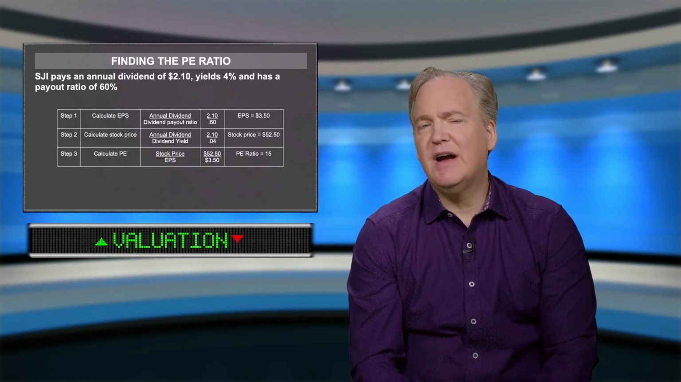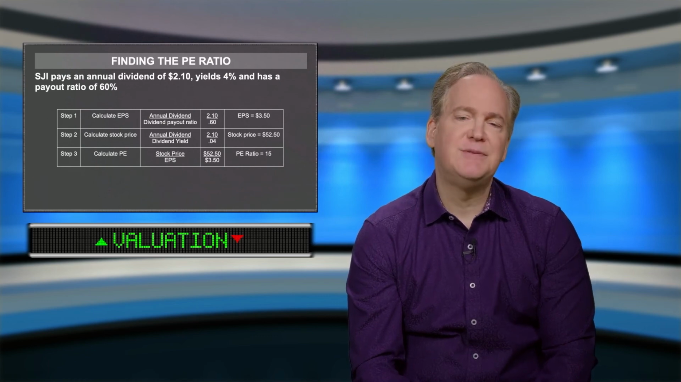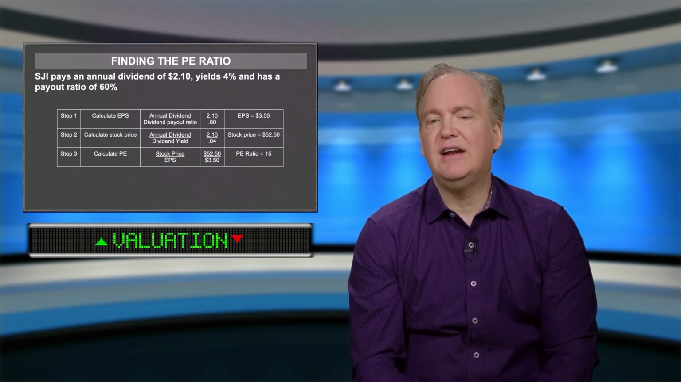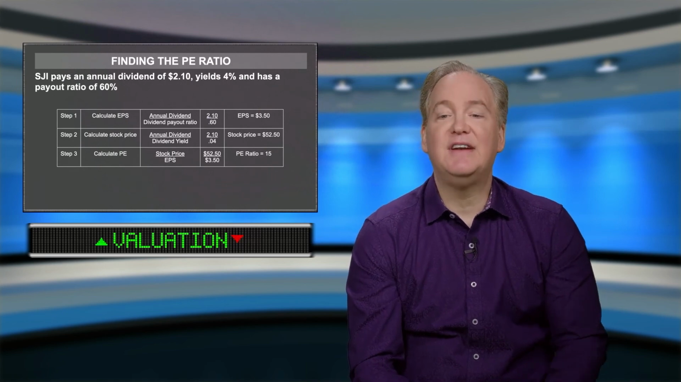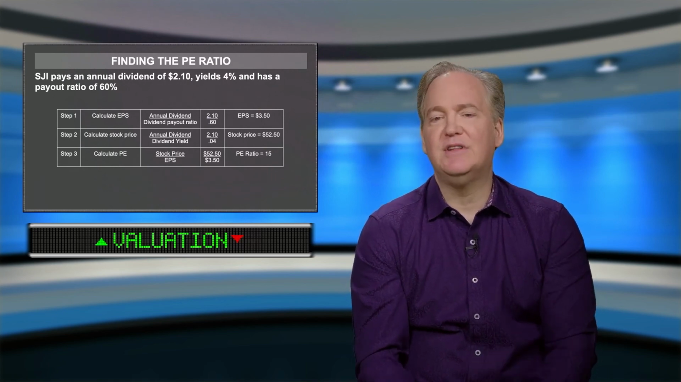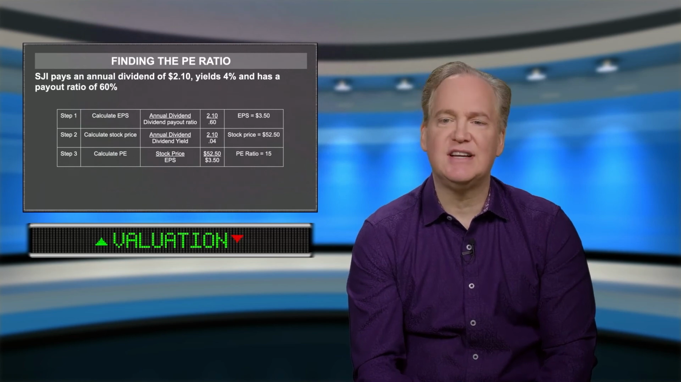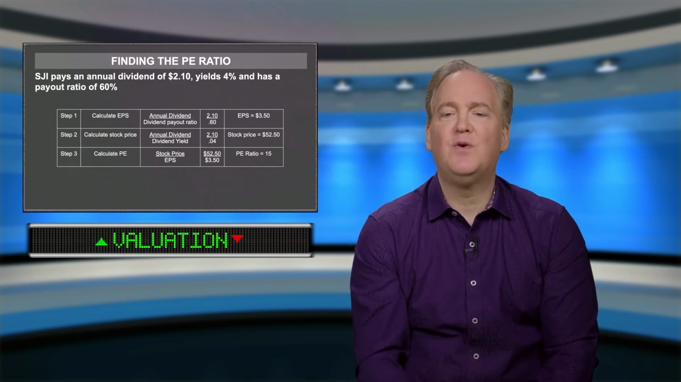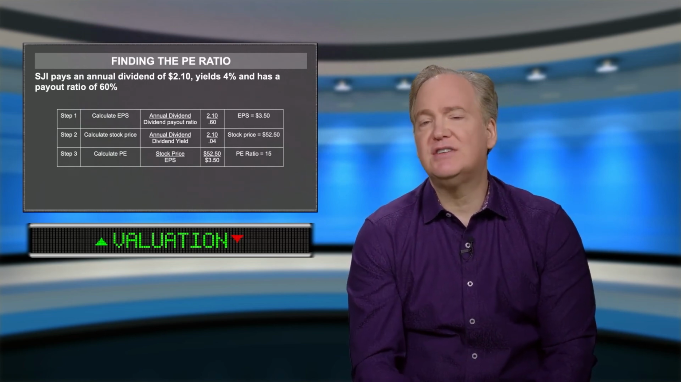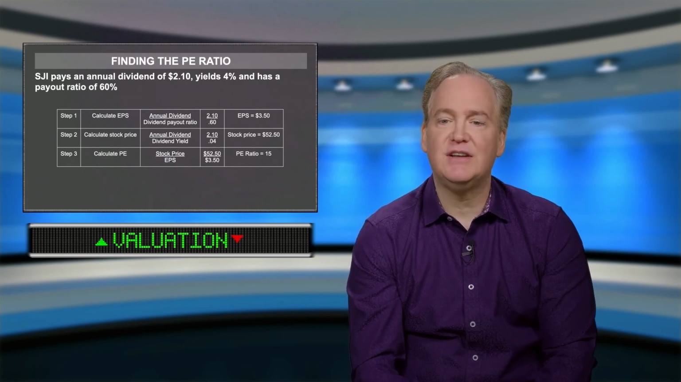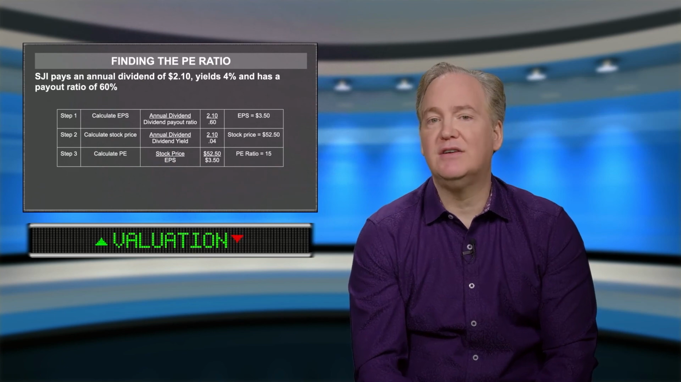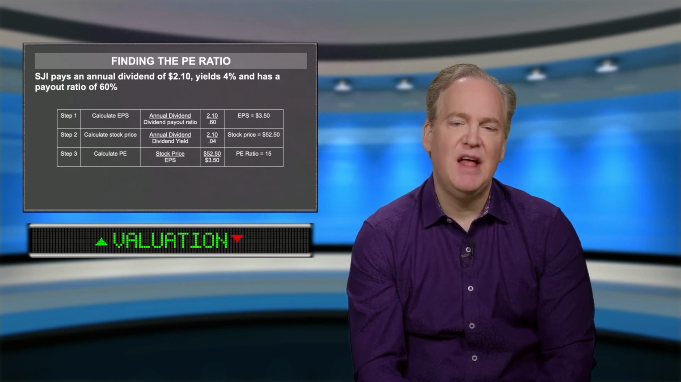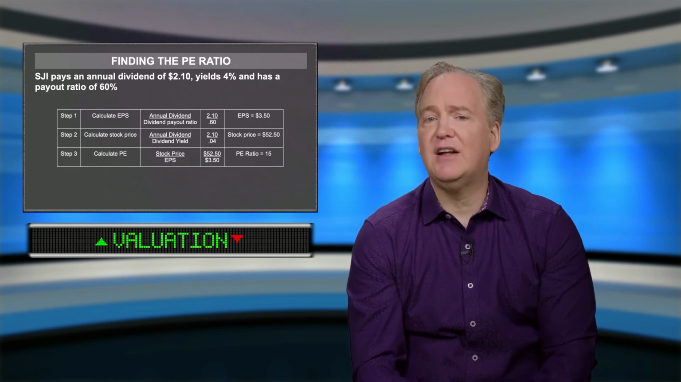Now we need to figure out how to calculate the stock price. The stock price can be calculated by taking the annual dividend and dividing it by the dividend yield. Well, we see that the annual dividend, once again, is $2.10, and the stock yields 4%. So $2.10 divided by 4%, or 0.04, gives us a stock price of $52.50.